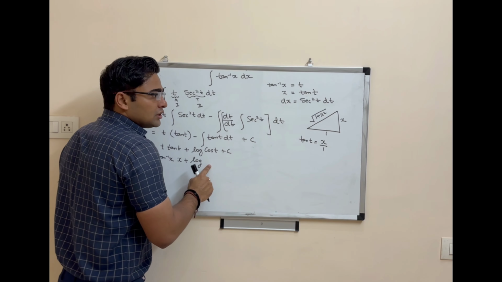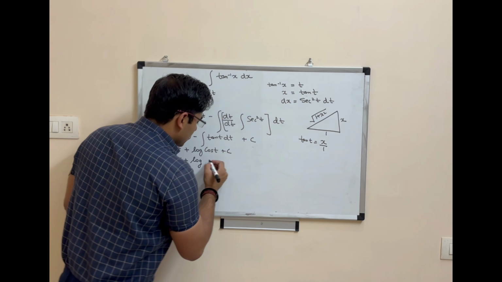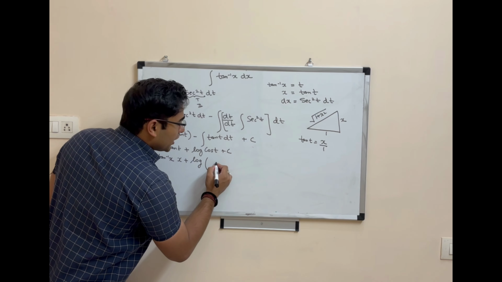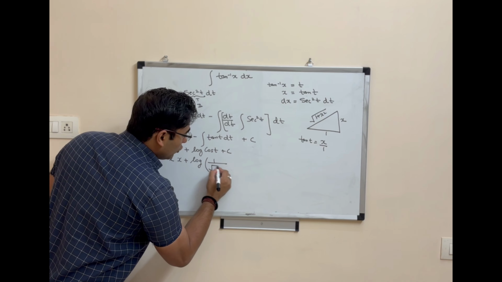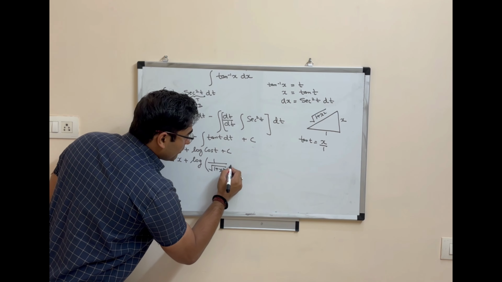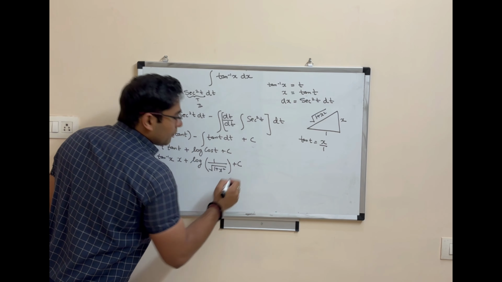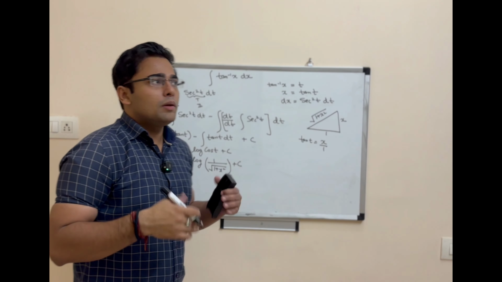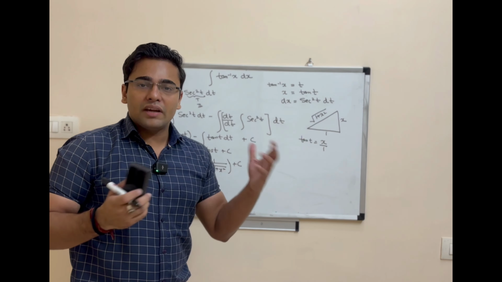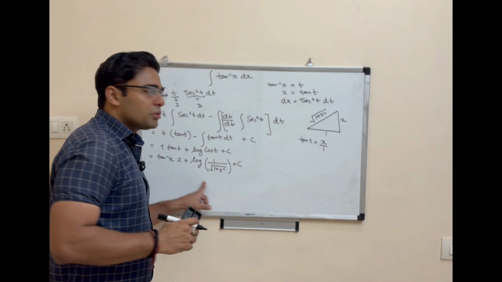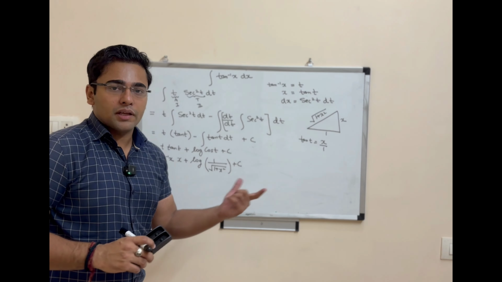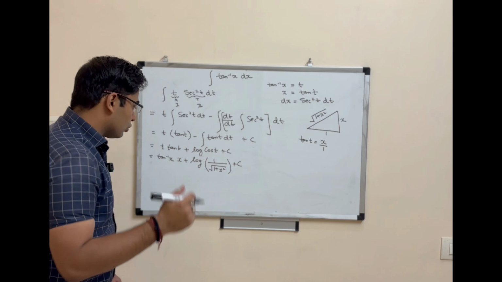So what will be the value of cos t? Cos t would be b upon h. I'll write it as 1 upon under root 1 plus x square plus c. While you will be giving many competitive examinations, this option might not be there and another option might be there, so we'll have to arrive at the other solution also.